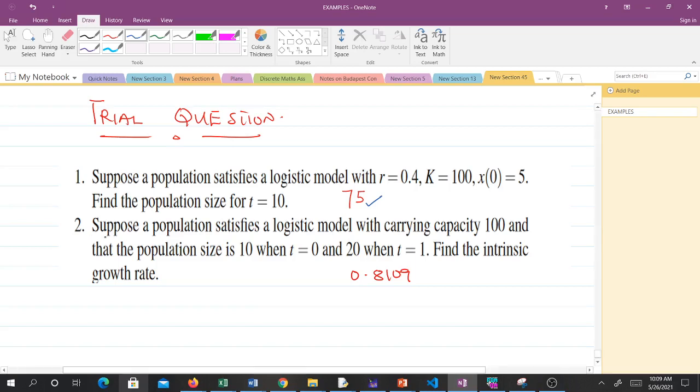Then question 2 says, suppose the population satisfies a logistic model with carrying capacity 100 and that the population size is 10 when time is 0 and 20 when time is 1. Find the intrinsic growth rate. So you are finding for what? r. When you do your calculation, if you're able to do it well using the formulas that we have, you are going to get 0.8109.